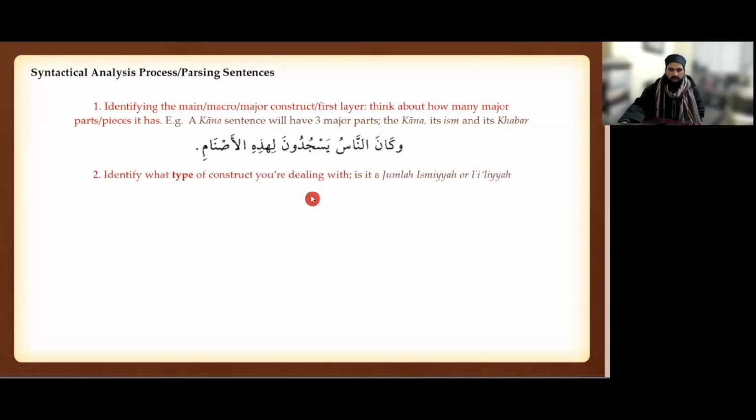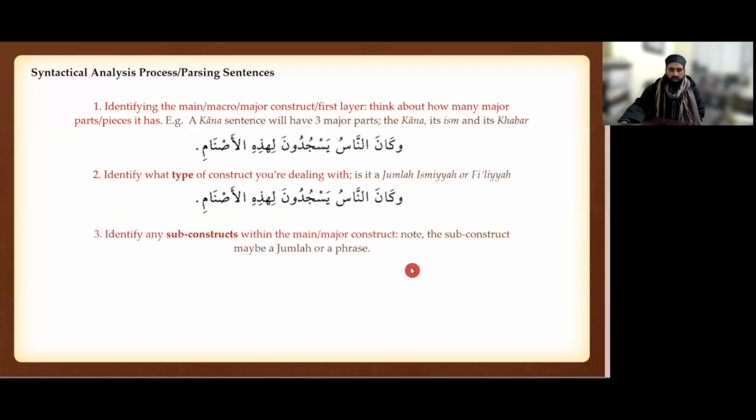Second step is identify what type of construct you're dealing with, right? So if you see a kana, jumla ismiya. If you see a inna, it's a jumla ismiya. If you see any other fi'l, any fi'l, sorry, apart from kana, if you see a regular fi'l opening a sentence, it's a jumla fi'liya, and so on and so forth, right? So like here, you know you're dealing with a jumla ismiya because you've got the kana opener.